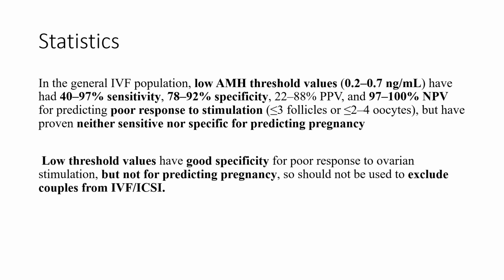So I have just told you the inference, that low threshold values have good specificity for poor response to ovarian stimulation, but not for predicting pregnancy. If the patient has an AMH of 0.1, we cannot exclude the patient and say that she needs donor oocytes. We need to try IVF or ICSI for the patient. We cannot, solely based on the AMH value, exclude the patient from IVF or ICSI.